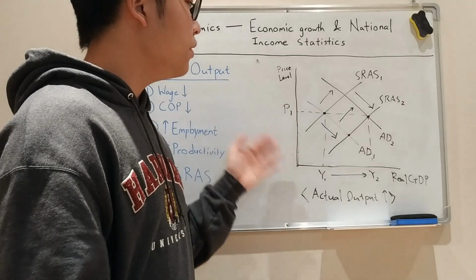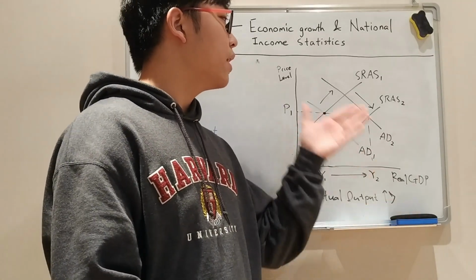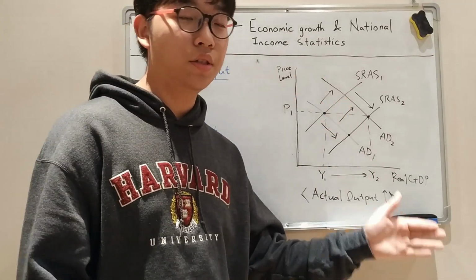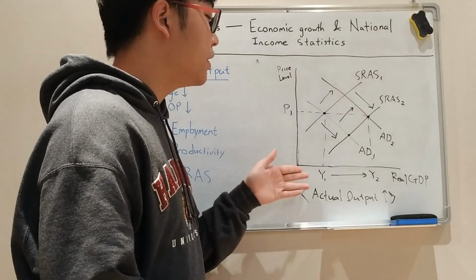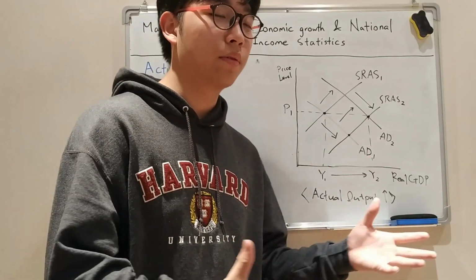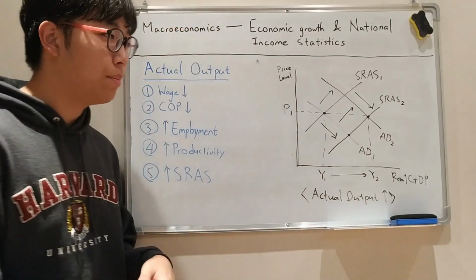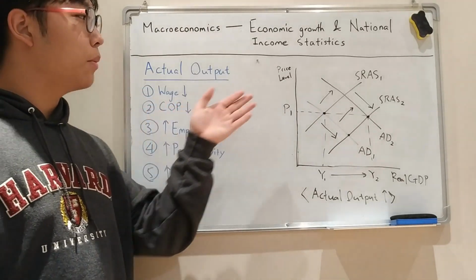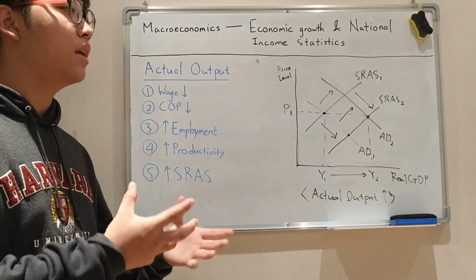Okay, so in the graph, the AD shifts to the right and the SRAS shifts to the right, and that increases the real GDP, which is an economic growth. Now I'll be explaining why that happens. So first I'll be talking about SRAS, then I'll explain the AD.